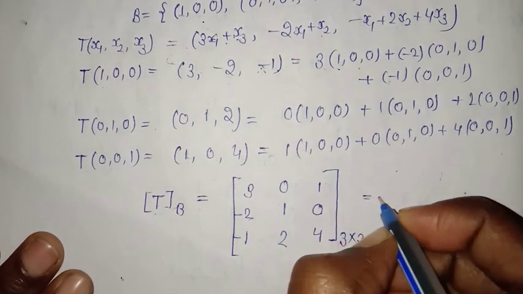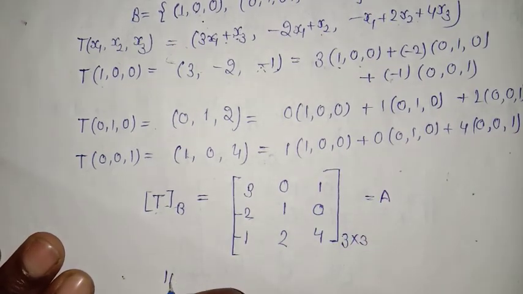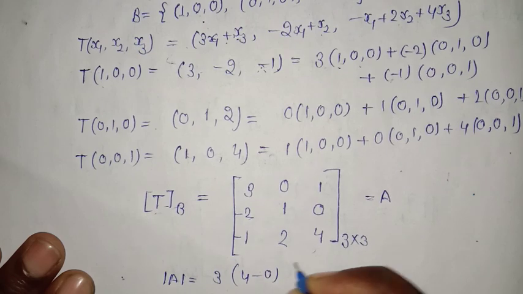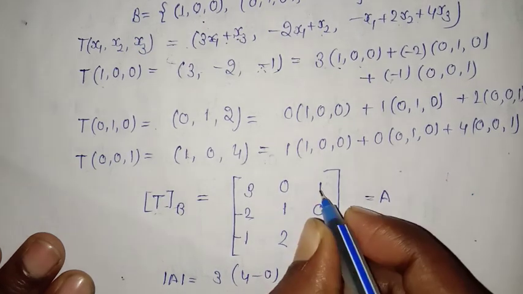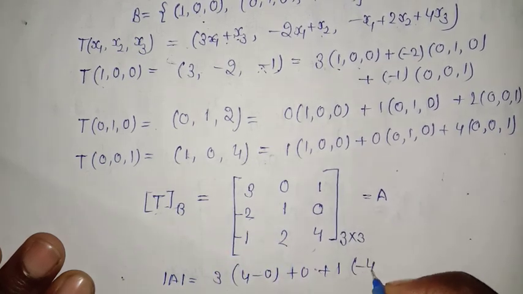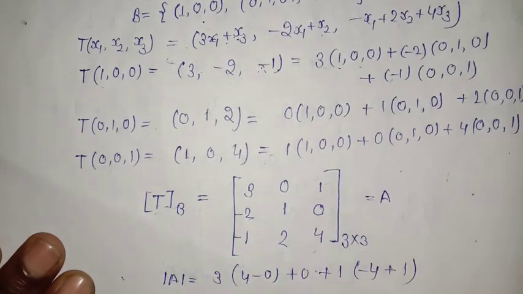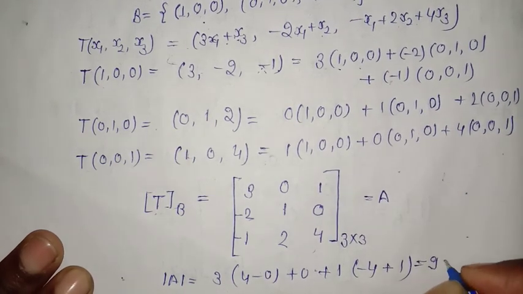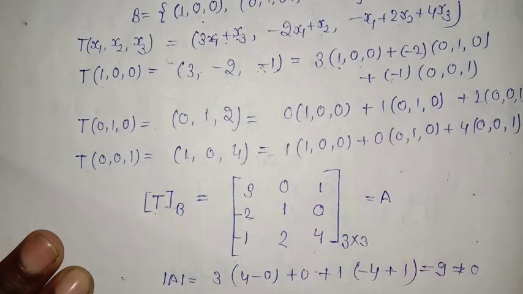If I name it A, then the determinant of A equals, we just check simply, this column will be hidden, this becomes 4 minus 0 plus 0, so this term will not be here, plus 1 minus 4 plus 1. After simplifying, we get 9. The determinant is 9, that is a non-zero value. So from here we can say that the transformation T is invertible, and if it is invertible, we can find the inverse for this transformation.